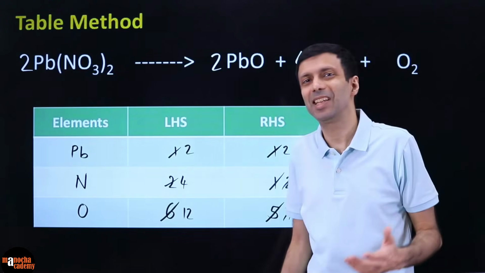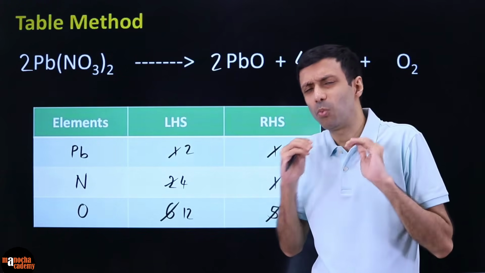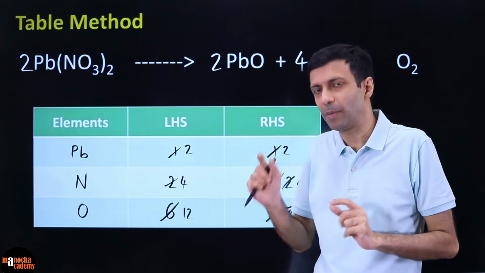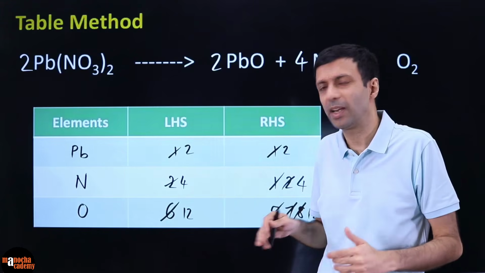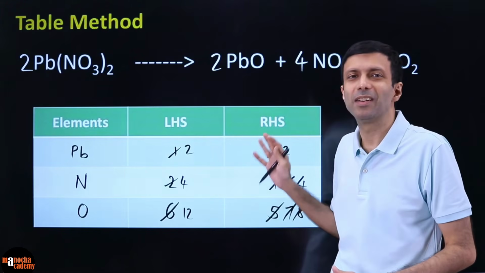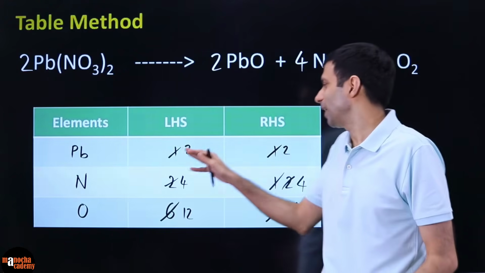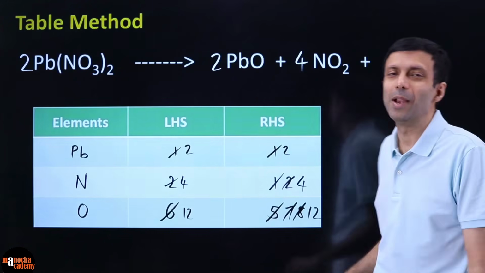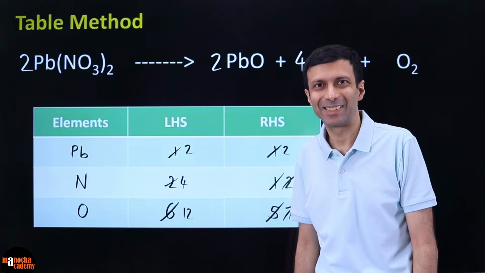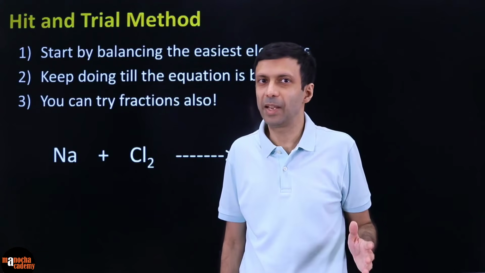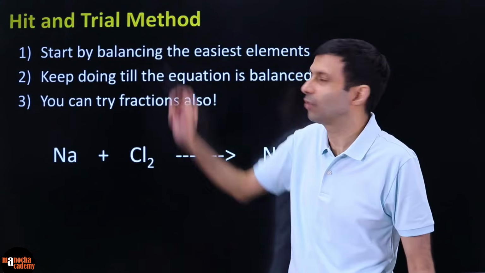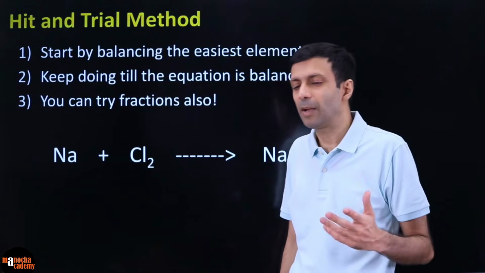So this is the nice thing about table method. Do it one element at a time. If you multiply, you might be disturbing the others. Don't worry. It's just like you're keeping your statistics or numbers here, and finally check that each and every row will get balanced. So we have done the table method. Now let's look at the hit and trial method.